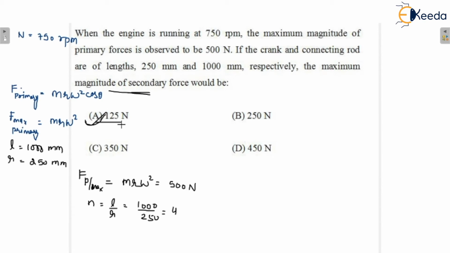Option A would be the correct answer. Now you can see here, as I already told you many times, that the primary force is greater than the secondary force. That means the primary unbalanced force is greater than the secondary unbalanced force because the obliquity ratio is large. You can see in the values that the maximum value of the primary unbalanced force is 500 newton, whereas the maximum value of the secondary force is just 125 newton, which is far less than the primary unbalanced force.